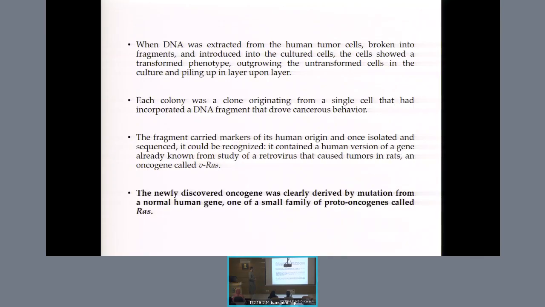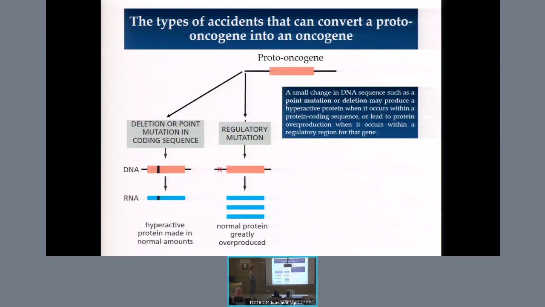The newly discovered oncogene was clearly derived by mutation from a normal human gene, one of a small family of proto-oncogenes called RAS. So this is how the whole thing unfolds. The type of accidents that can convert a proto-oncogene into an oncogene: maybe a deletion, maybe a regulatory mutation. You have studied regulators, there are enhancers, there are promoters. Some mutation happened within that area that turned a normal proto-oncogene into an oncogene.